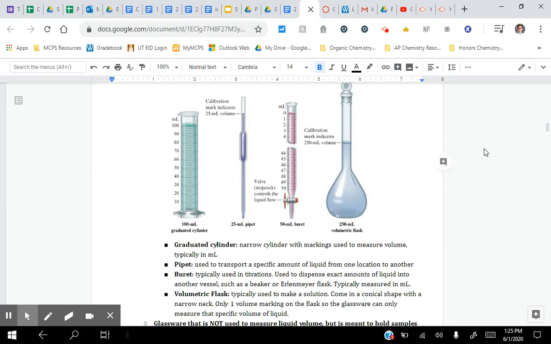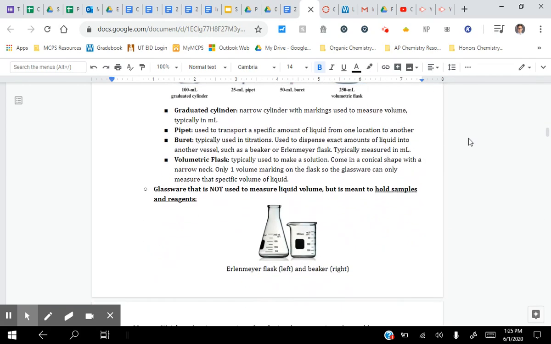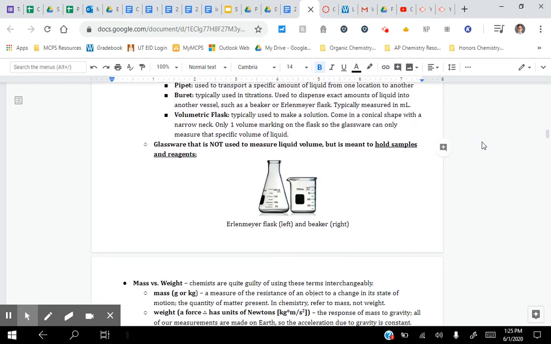So you'll probably use the burette and graduated cylinder most when it comes to measuring, and you might use a volumetric flask occasionally when it comes to making a solution. Big no-no, do not ever use an Erlenmeyer flask or a beaker to measure things. They are meant to hold samples and reagents and to conduct reactions in, but they are not ever going to be used for measurement. Please know the difference. Okay.